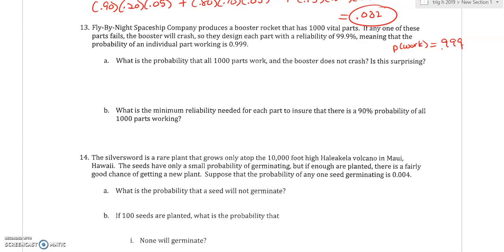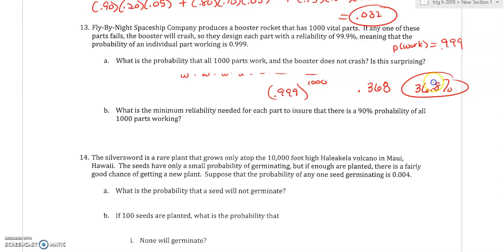So let's think about it then. What is the probability that 1,000 parts all work? Well, wouldn't you have to have work and work and work 1,000 times? So 0.999 to the 1,000 power. That is the probability that the rocket does not crash. That's 36.8%. Isn't that surprising that it has such a high reliability for each individual part, but there are 1,000 vital parts. I don't think I'd want to get on that rocket ship, that's for sure. Only a 36.8% that every single part works.